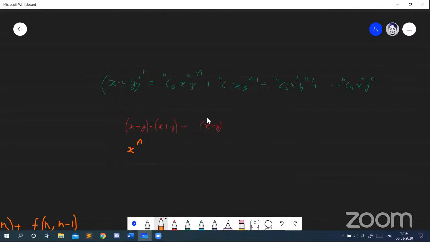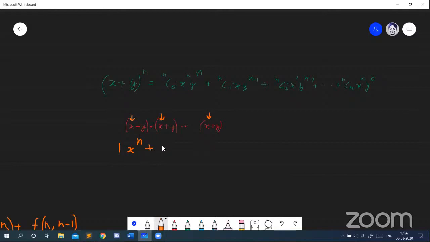But once that's done, how do I find the coefficient of x to the n? The idea is that I'll have to multiply this x with this x, and I choose the x term from every bracket, right? The term containing x, and so there's no coefficient. So x times x times x times x and so on. That'll just be x to the n.